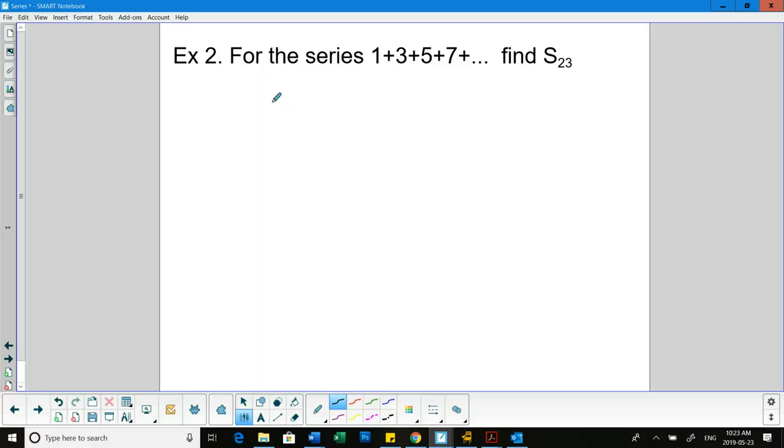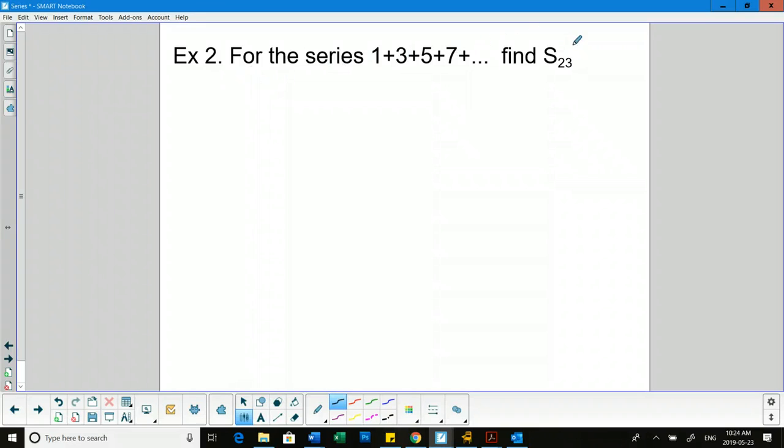So for this series, we'll notice that usually we would see this as 1, 3, 5, and so on. This one's showing it as a sum, so we know it's a series. But some questions might show you the sequence, and then it will just say find S10. That is perfectly acceptable as well. We'll just sum the series.